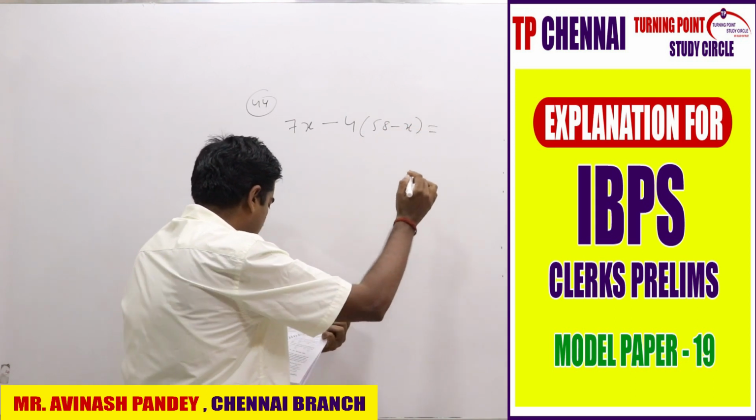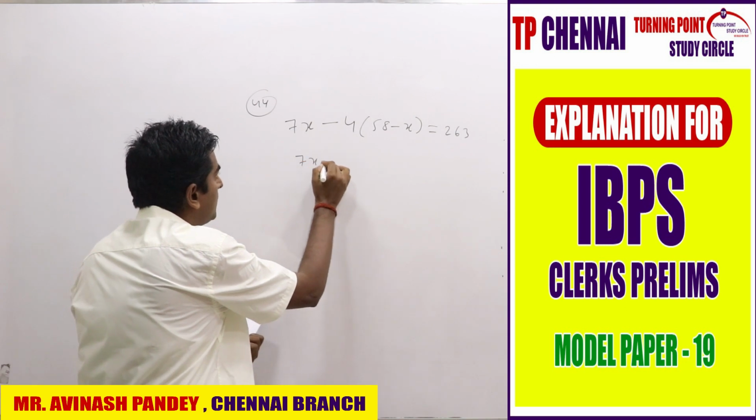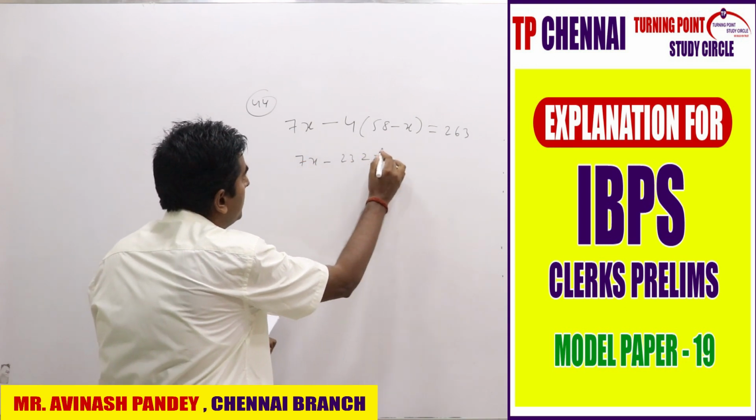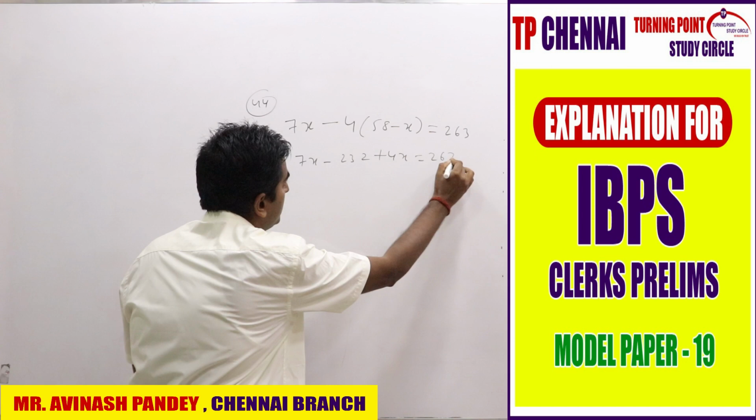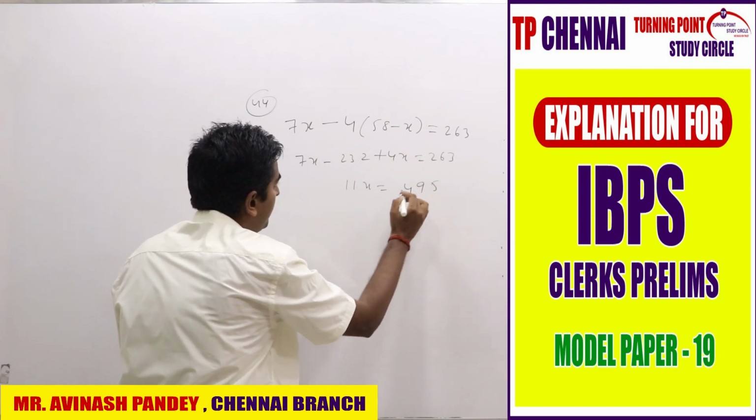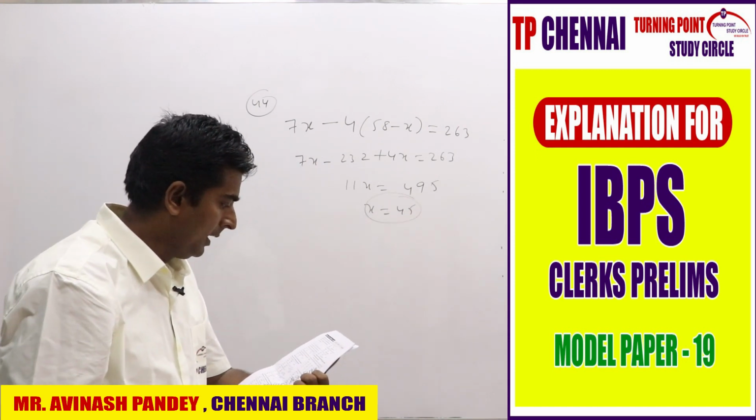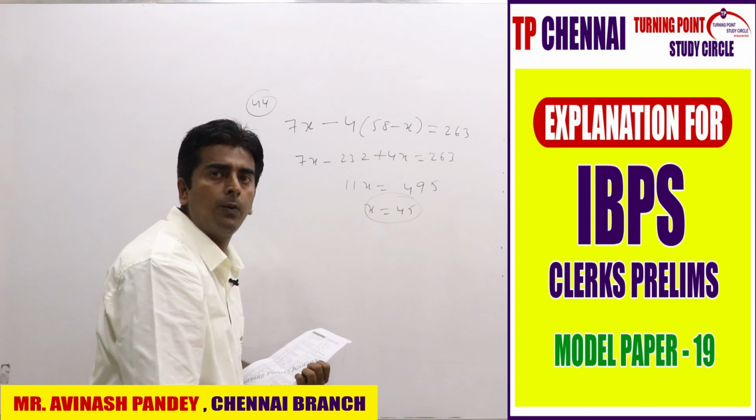And total marks how much am I getting? 263, right? So 7x minus 232 plus 4x is equal to 263. So 11x is equal to 495, x is equal to 45. What they are asking here is how many right answers are there? So my answer is nothing but 45.